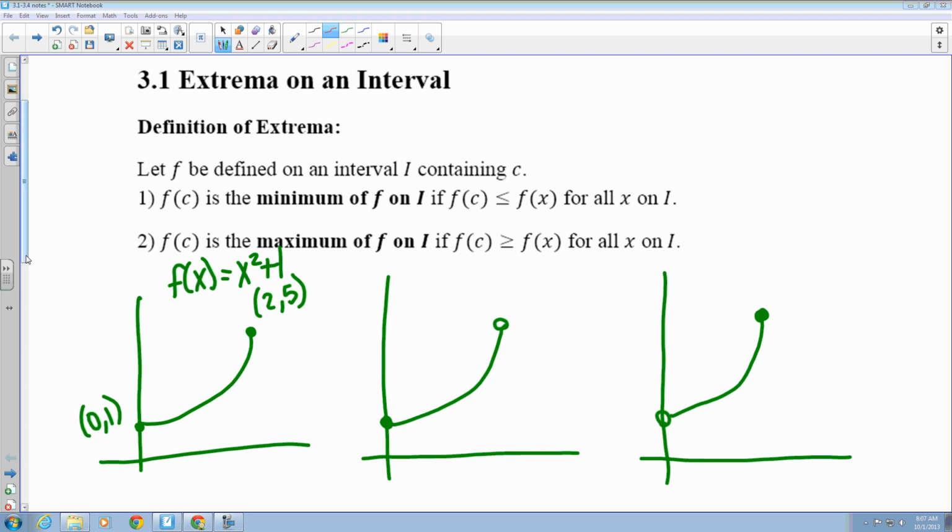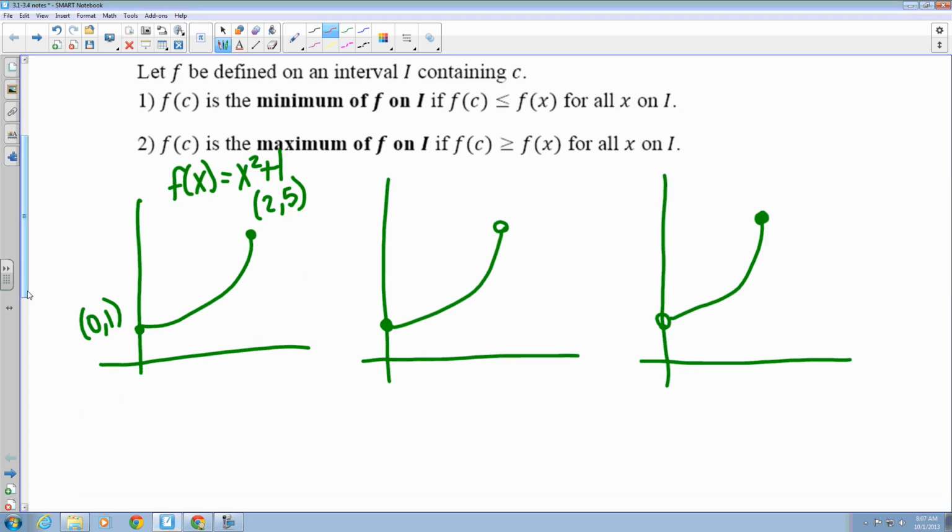So here we have the same interval of the same function, x squared plus 1, from 0, 1 to 2, 5. On the first example here, both endpoints are closed, which means that 0, 1 is our minimum because it's the smallest point on the interval, and 2, 5 is our maximum because it's the highest point on our interval.